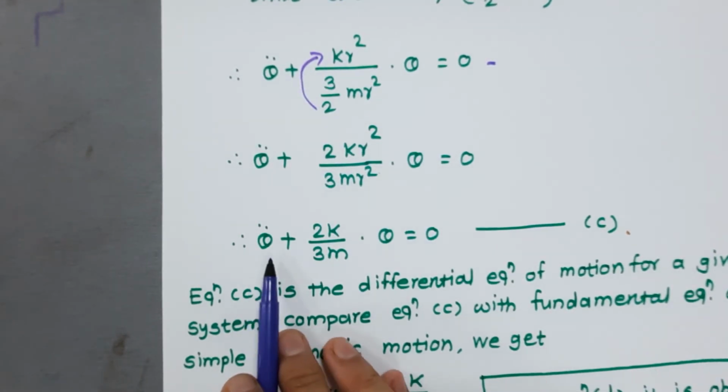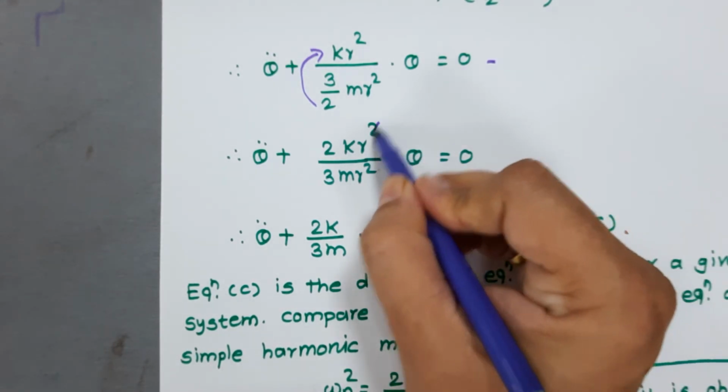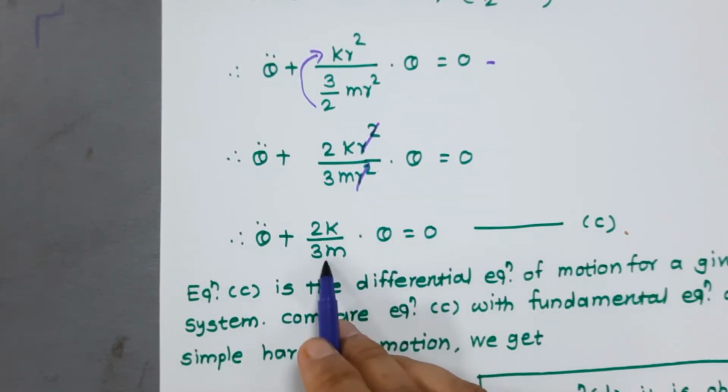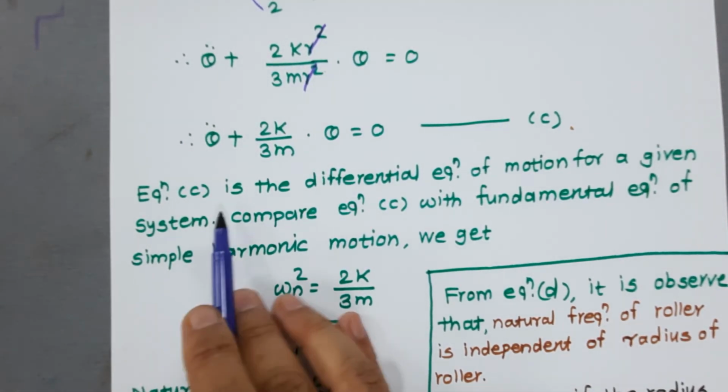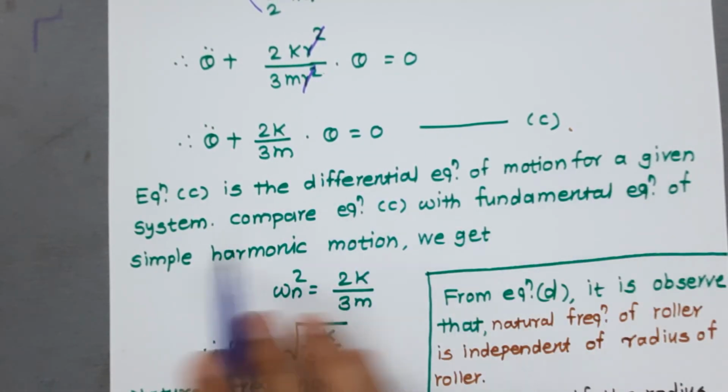Therefore θ̈ + ..., here r² gets cancelled, so the remaining term is (2k/3m) θ = 0. This is equation number C, and this equation C is called the differential equation of motion for the given system.